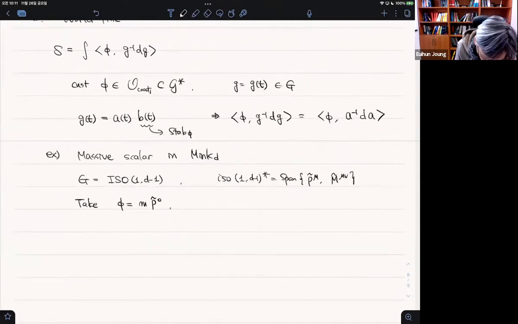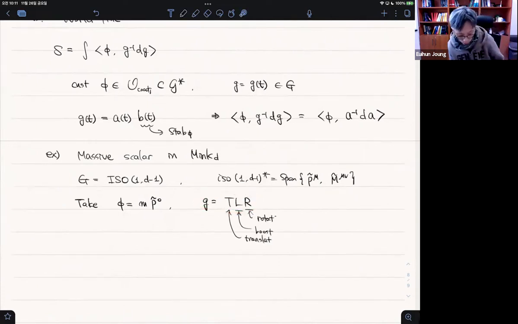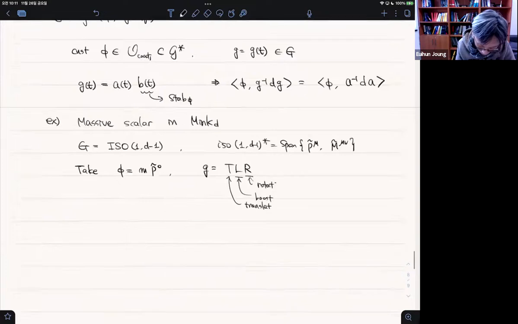And then clearly we see that there is some stabilizer, which is the R piece. So this is rotations, this will be boosts, and this will be translations. So we can decompose in this way without any problem. In the case of Poincare, we all know this. And the rotation part will simply drop out in the computations because it's in the stabilizer of phi.